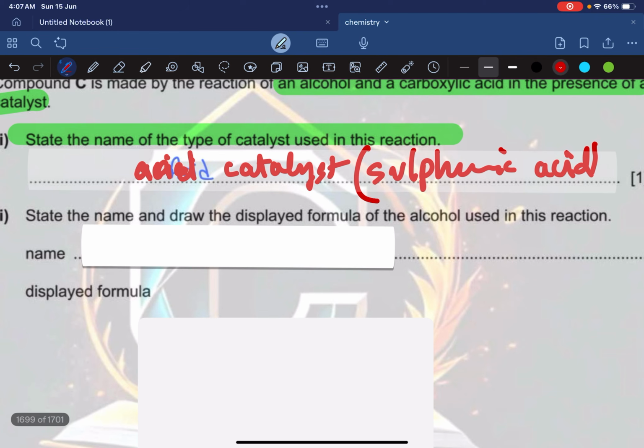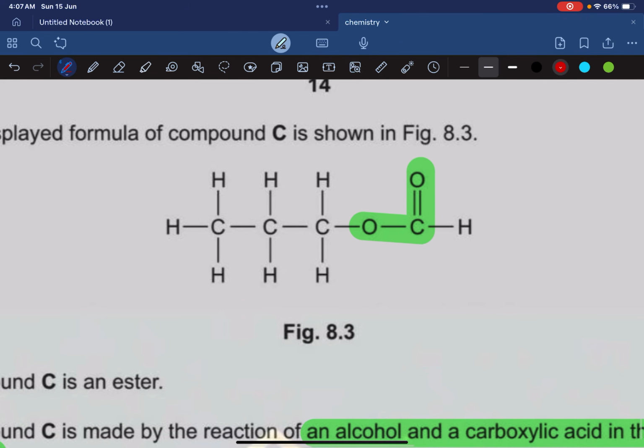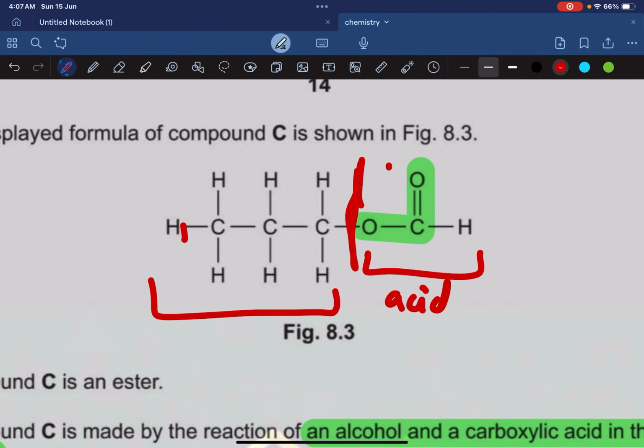State the name and draw the displayed formula of the alcohol used in this reaction. To find out the alcohol, we're going to cut it from here. This part is the acid part, this part is the alcohol part. So what kind of alcohol with 3 carbons are you going to use? You're going to use propanol because that has 3 carbons.